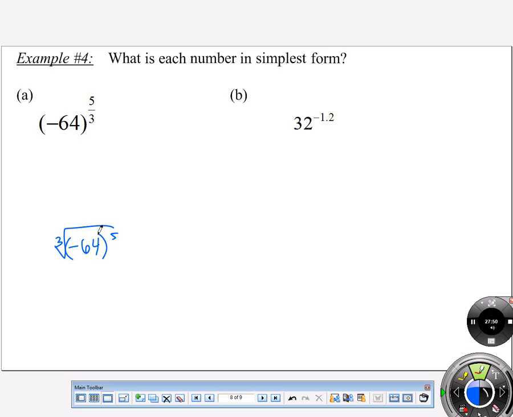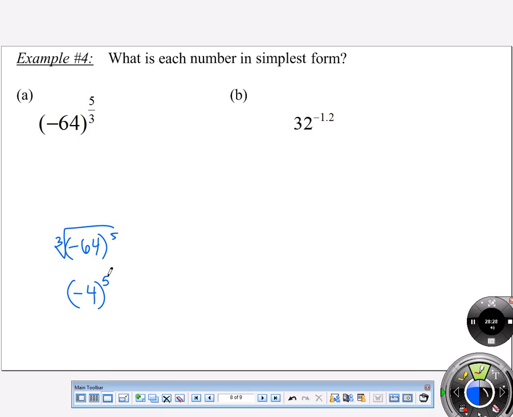Now, you guys have choices. You can raise 64 to the 5th power first, or you can take the cube root. Here's the order in which I do them. I would rather make things smaller than larger. So I would prefer to see if it has a cube root first. If it does, I'll do that first, and then I'll think about the power, rather than making it humongous and then trying to break down the radical. So does negative 64 have a cube root? Yes. The cube root of negative 64 is negative 4, right? And then I could raise that to the 5th power.